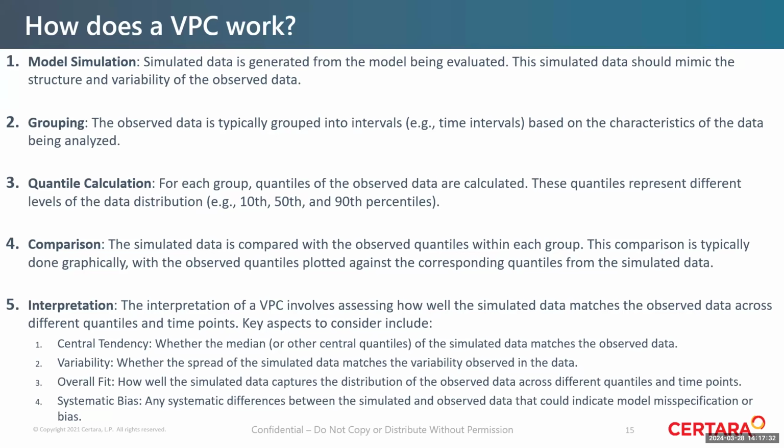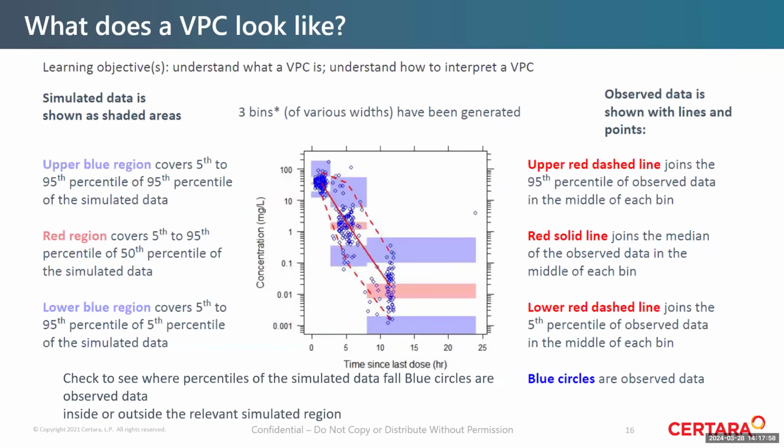You can, for example, choose to have the 10th, 50th, and 90th percentiles, depending on how you want it to be. And then you compare the simulated data with the observed data, depending on the quantiles that you established at first. So in terms of interpretation, you can choose to compare, say, the mean and variability and also the overall fitting of your model. So this is just an example of what a VPC looks like.